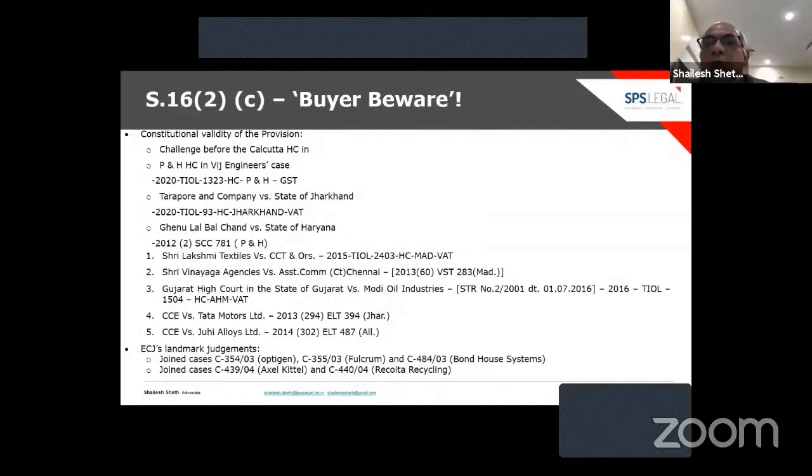This is in general, one of the important judgments on this is that of the Genulal Balchand Jharkhand VAT High Court judgment. That is a very important judgment on this issue. Now, having said this, there are interesting cases of the ECJ, European Court of Justice, which I have cited. A similar issue had arisen and has been arising even under the international VAT regime.